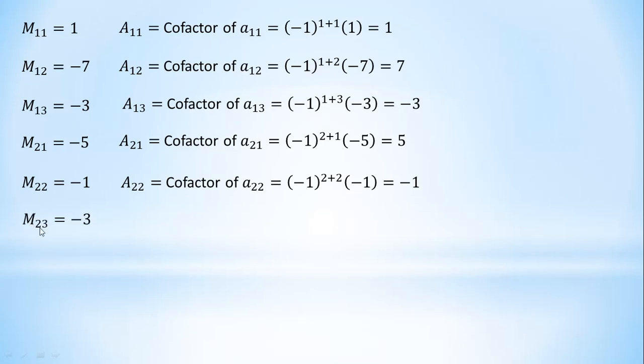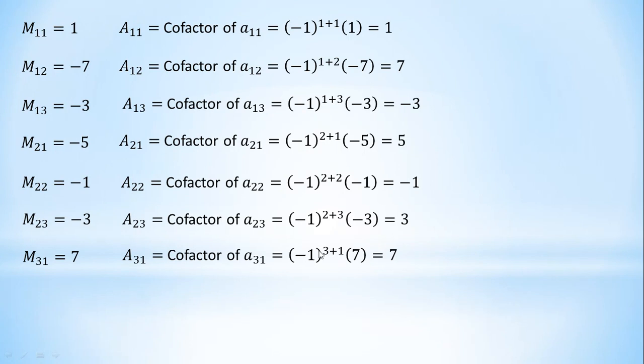Next, M23 is equal to minus 3. Check the cofactor. The cofactor A23 is given by minus 1 raised to 2 plus 3, into minus 3. So minus 1 raised to 2 plus 3 is minus 1. So minus 1 into minus 3 is plus 3. So here the minor is minus 3 but the cofactor is plus 3. Next one, minor M31 is equal to 7. What about the cofactor? Minus 1 raised to 3 plus 1, into 7. Minus 1 raised to 3 plus 1 is plus 1. So plus 1 into 7 is 7.